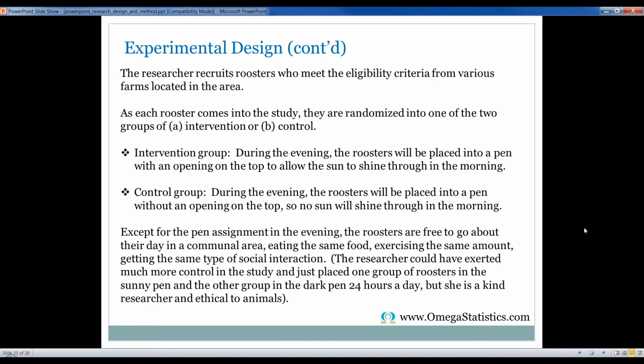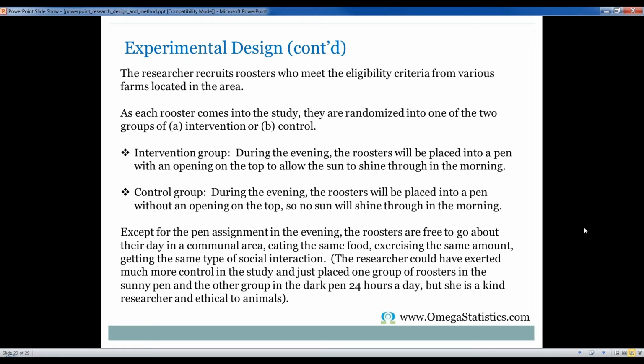So the researcher recruits some roosters who meet the eligibility criteria from various farms located in the area, and has them sign a release. Maybe she has to check with the farmers before she goes and recruits the roosters, so she'll have them sign a release saying she's allowed to collect some roosters from them. As each rooster comes into the study, she's going to randomize them. She's going to put them in either an intervention or a control group. The intervention is basically going to be the sunrise group. Controls are going to be the ones who don't see the sun. So she's going to randomize them.